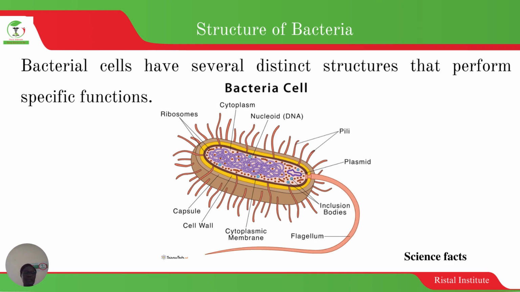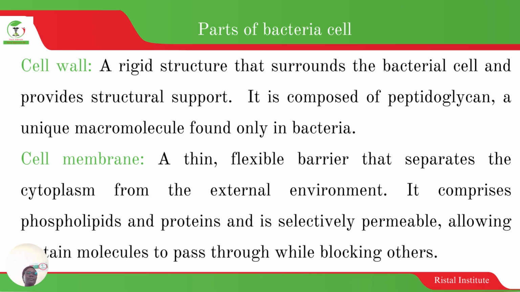So let's discuss in detail the different structures of the bacterial cell. Number one, we have the cell wall. The cell wall surrounds the bacterial cell, and because it surrounds it, it provides support. In other words, the cell wall supports the structures that are found inside the bacterial cell. The cell wall is also made of a protein, and it is made of peptidoglycan. Peptidoglycan is a unique macromolecule. This macromolecule is only found in bacteria.